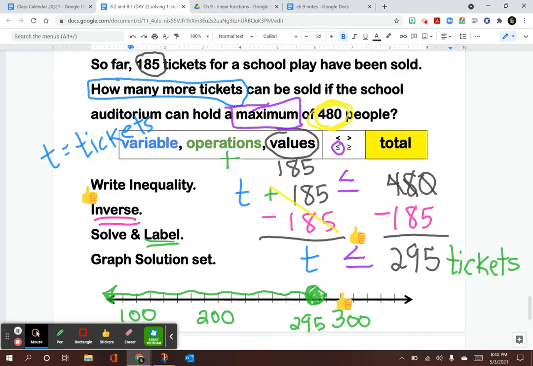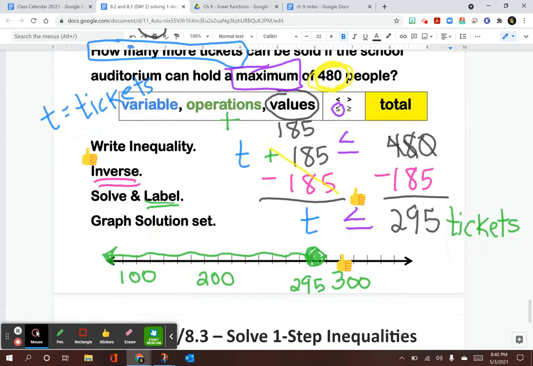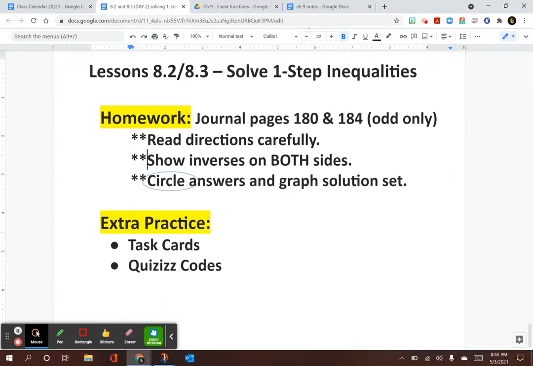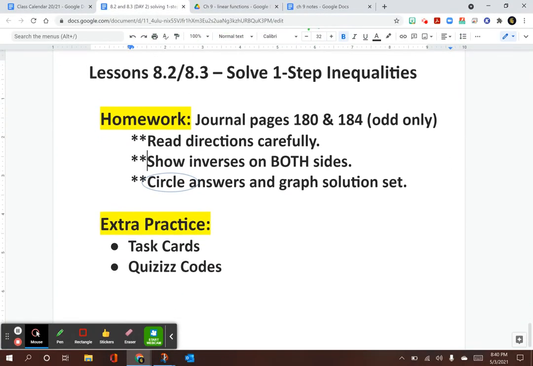How'd you do on that one? Are you comfortable writing your inequalities for real world situations? Well, the last thing for us to do is to practice and see how you're doing. So, happy practicing.